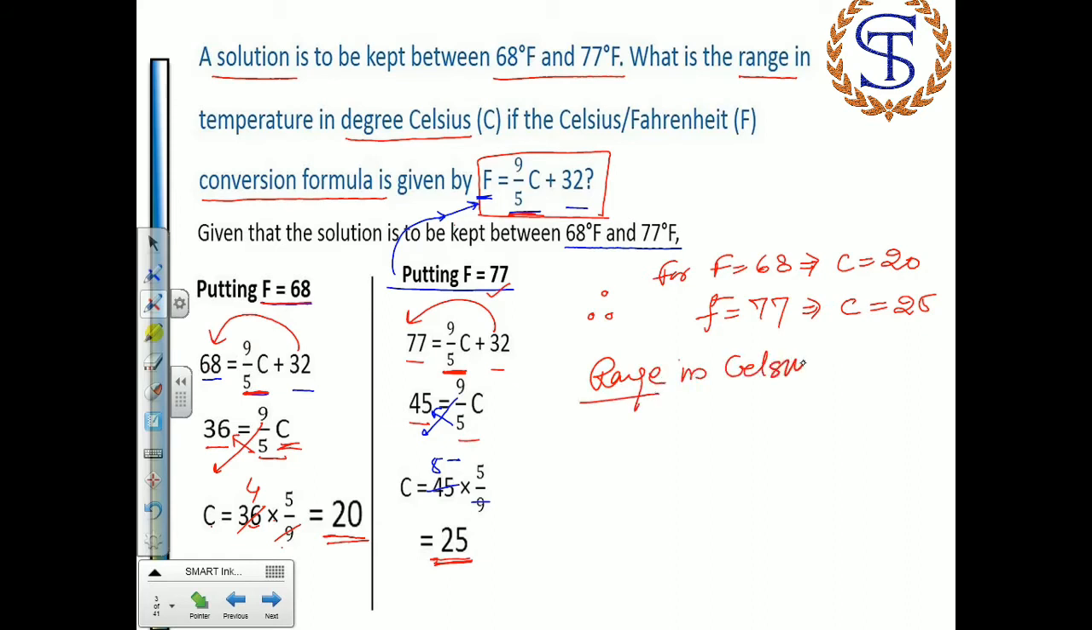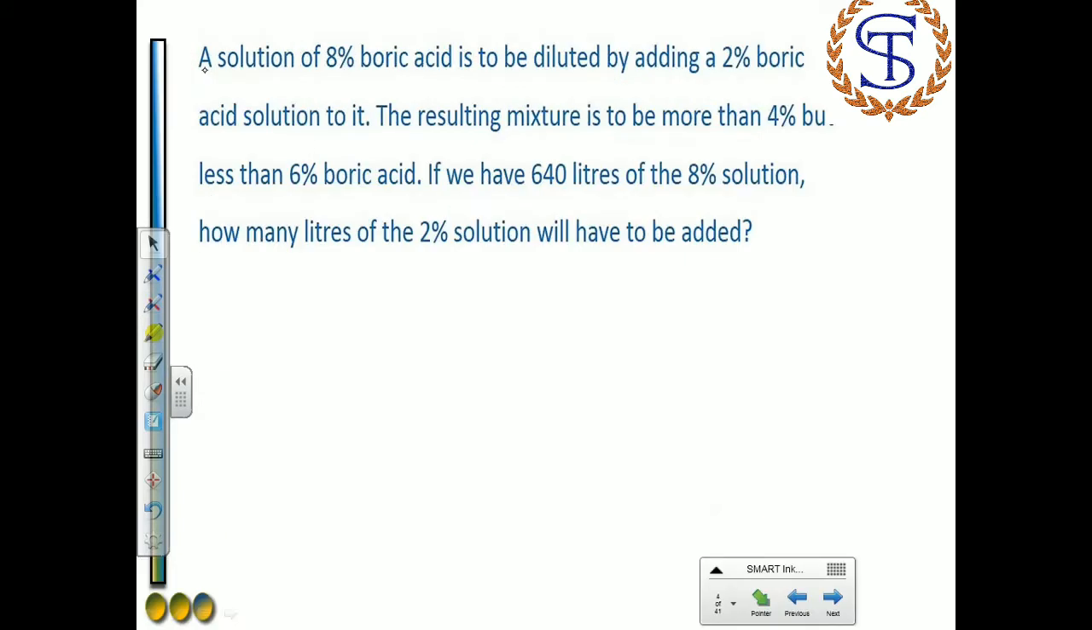It's very clear from this solution that C is having the values greater than or equal to 20 and less than or equal to 25. This is the range of C according to this question which is given to us. Let's see one more example to clear the concept of inequality.